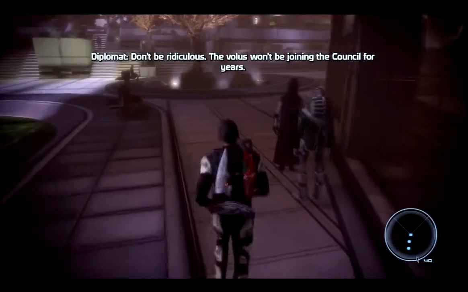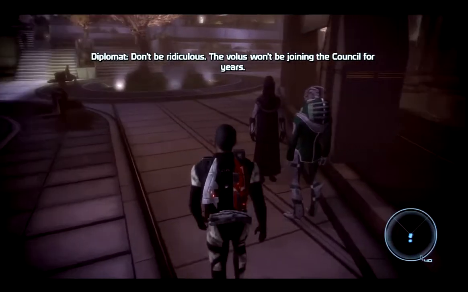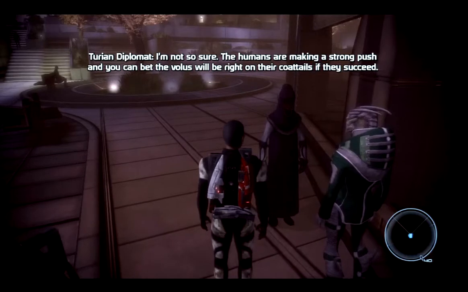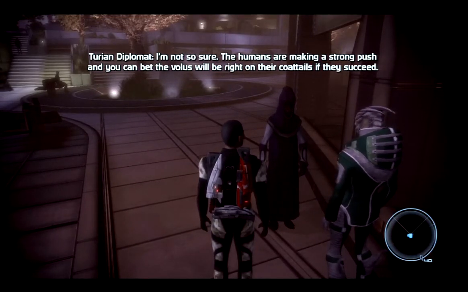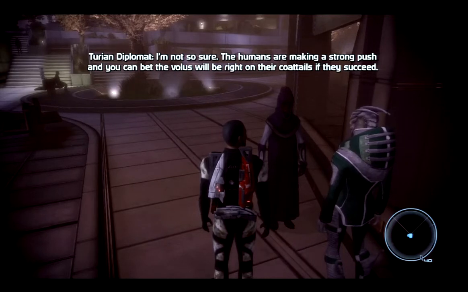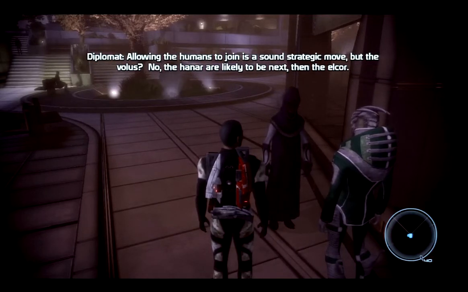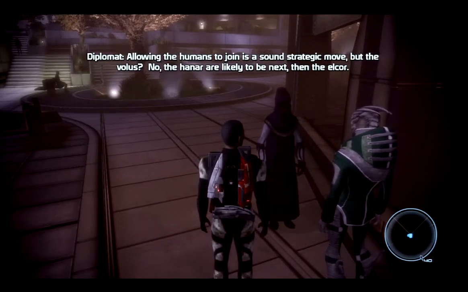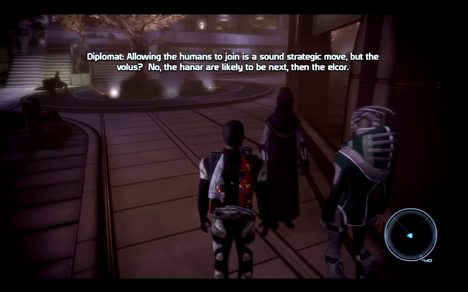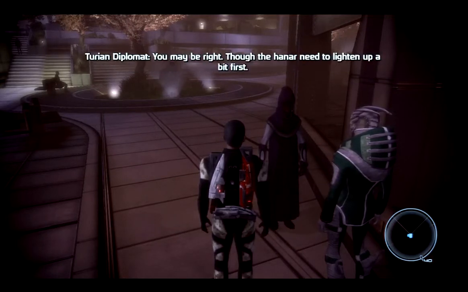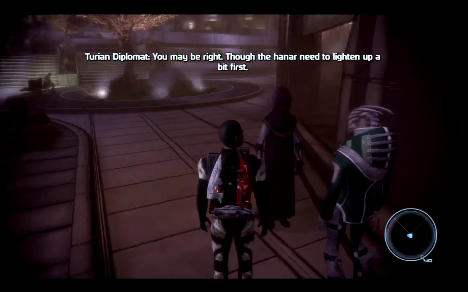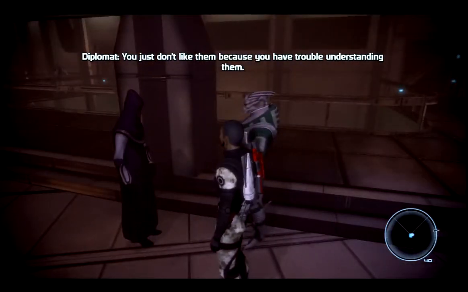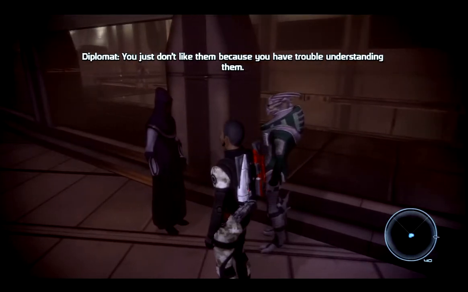Don't be ridiculous. The Volus won't be joining the Council for years. I'm not so sure. The humans are making a strong push, and you can bet the Volus will be right on their coattails if they succeed. Allowing the humans to join us is a sound strategic move. But the Volus? No. The Hanar are likely to be next, then the Elcor. You may be right, though the Hanar need to lighten up a bit first. You just don't like them because you have trouble understanding them.